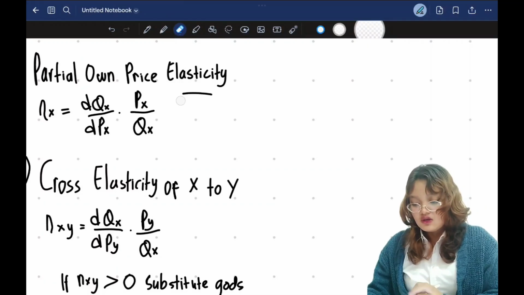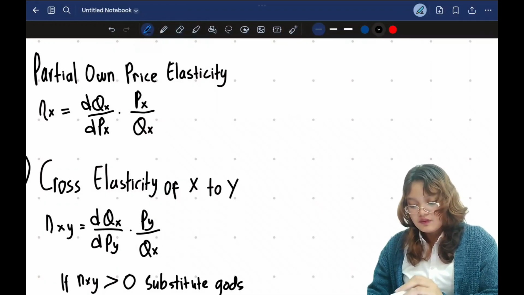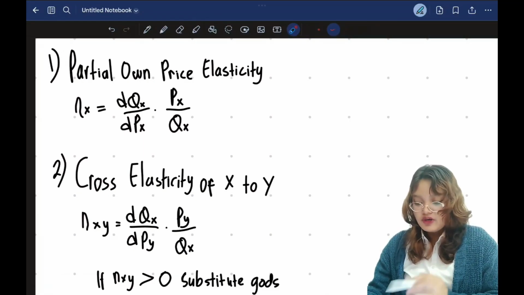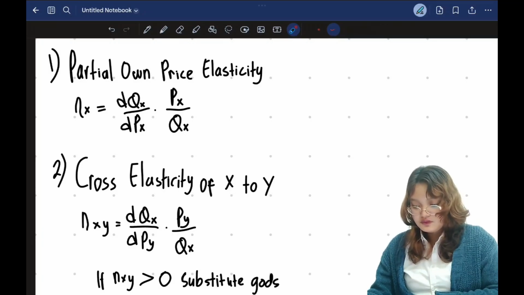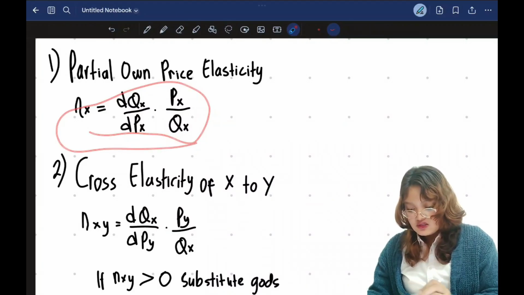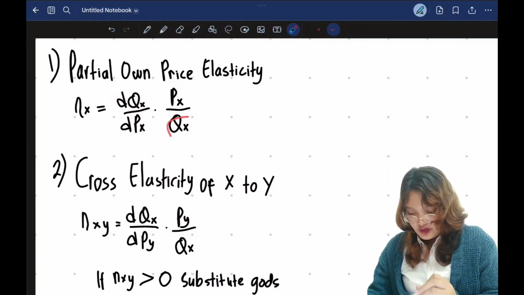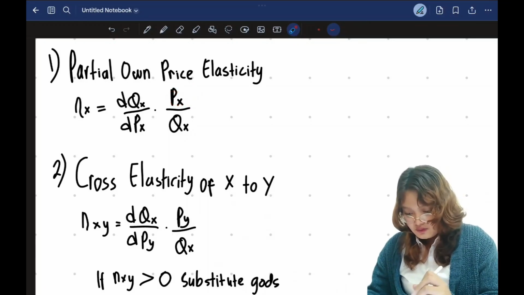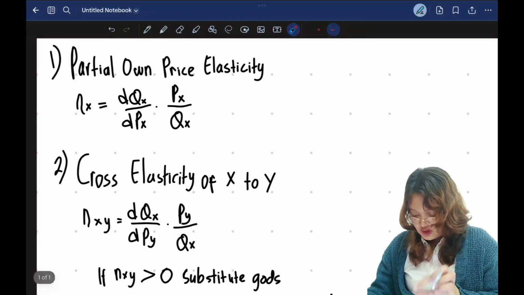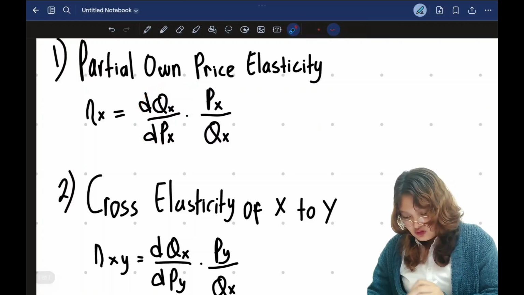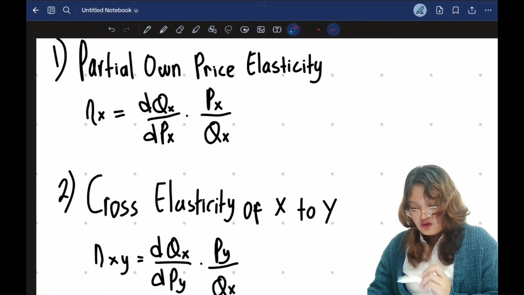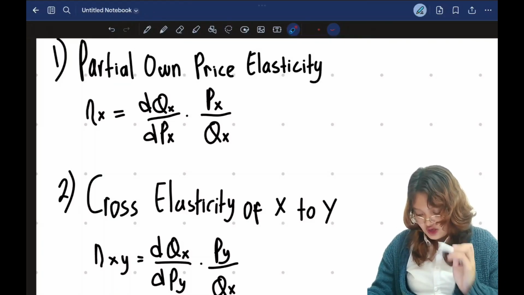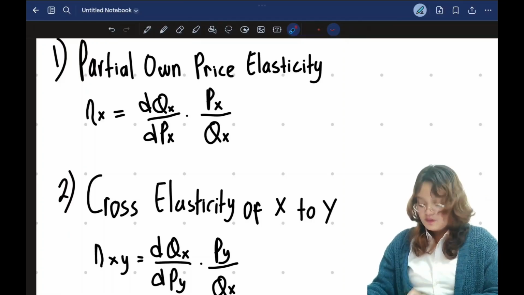For first, this is the first formula, partial own price elasticity. This is the formula. QX means quantity demanded of good X, and PX means price of good X. So the partial QX per partial PX means the partial derivative of QX with respect to the price of X.